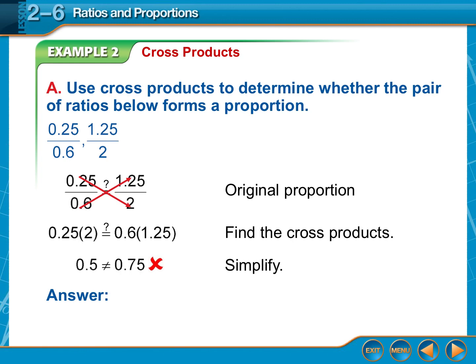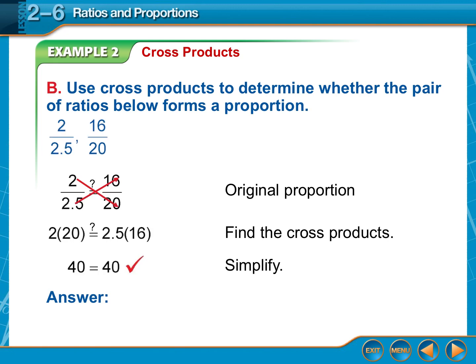Here we can also use cross products to determine if they are equal to each other. Cross products, you guys call this fish, right? Or butterfly. Is this the butterfly method? So when you cross, you end up getting 0.25 times 2 and then 1.5 times 0.6 equal to each other. If they are not equal to each other, then they are not related. If they're equal to each other, then they are the same. This one, they are the same.